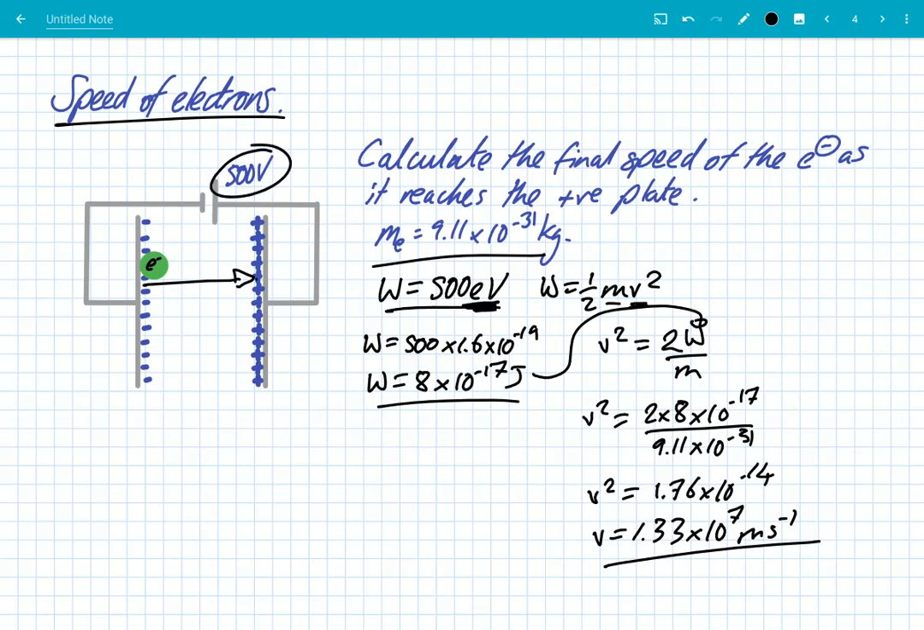We just used two equations here. Well, we used W equals QV, or we just understood that 500 volts means the electron gains 500 eV, and we used the kinetic energy equation, half mv squared.